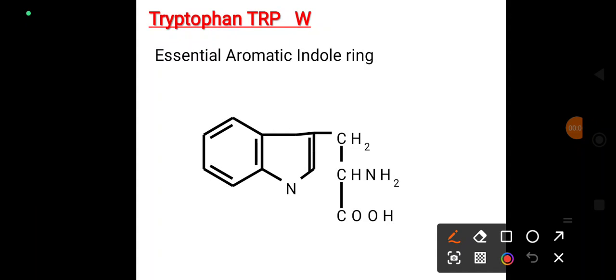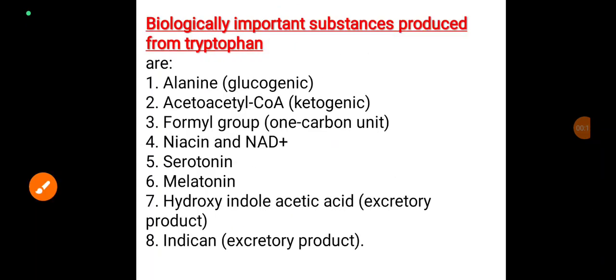Tryptophan is an essential aromatic amino acid. It has an indole ring. Biologically important substances produced from tryptophan metabolism are alanine, which is glucogenic; acetoacetyl-CoA, which is ketogenic; the formyl group, which involves a 1 carbon unit; niacin and NAD; serotonin; melatonin; 5-hydroxyindole acetic acid, which is an excretory product; and indican, which is another excretory product.